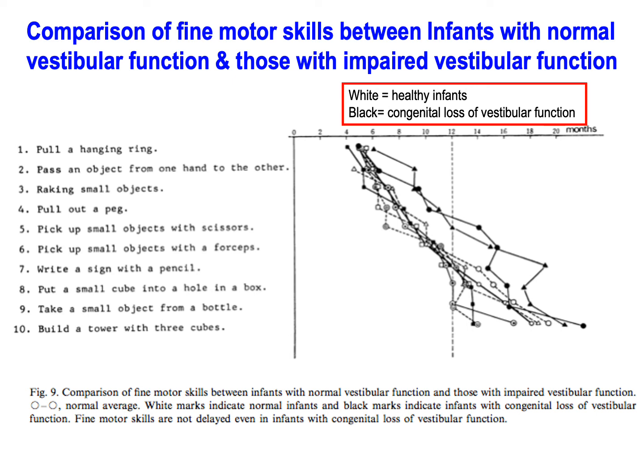What you'll see on the x-axis is when that skill was acquired. For example, pulling a hanging ring was acquired by some children as young as 4 months of age, and that was a child with congenital vestibular loss. But I guess the main take-home message here is just the variability that's occurring within the children.